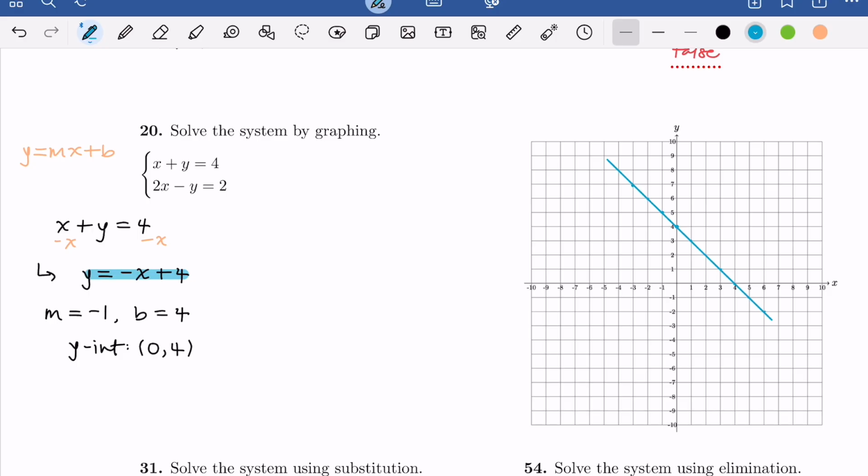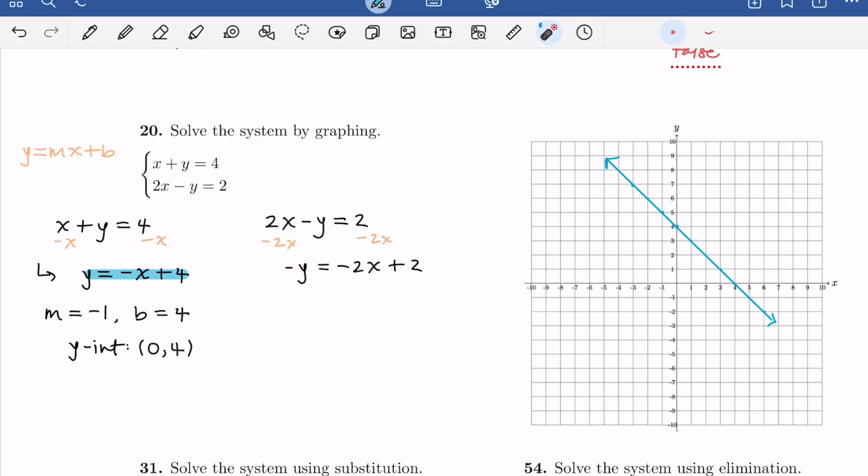All right. Now let's do the same thing for this second equation here. We have 2x minus y is equal to 2. Let's again get it in slope-intercept form. We're going to subtract 2x on both sides of this equation. So we'll get minus y is equal to minus 2x plus 2. But y is not completely alone here. We need to completely isolate it.